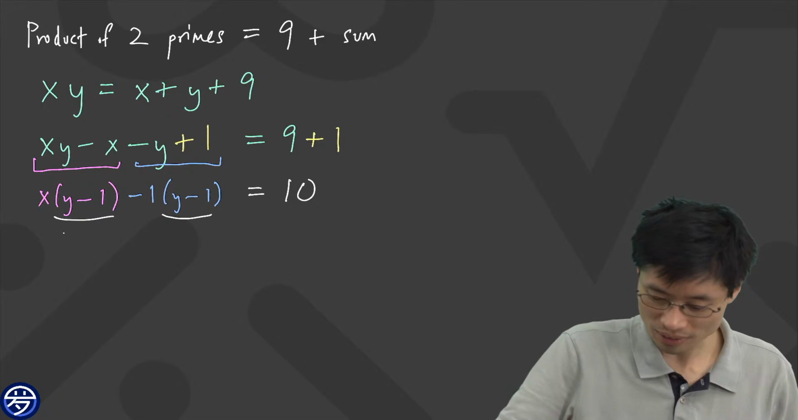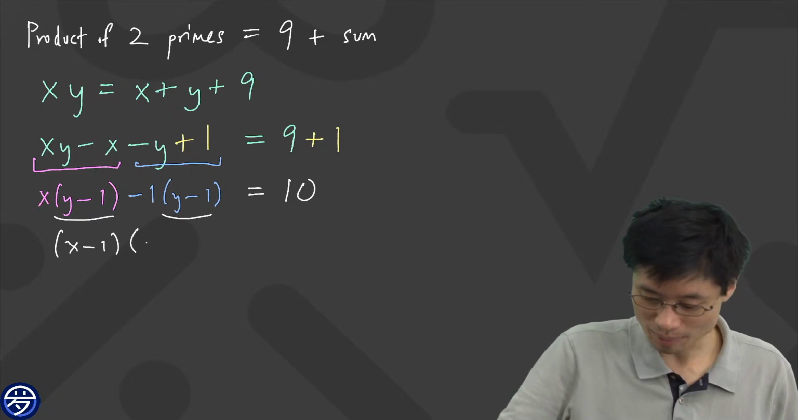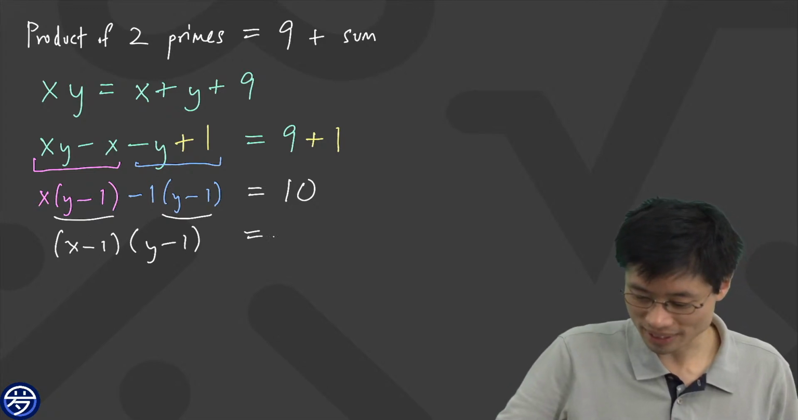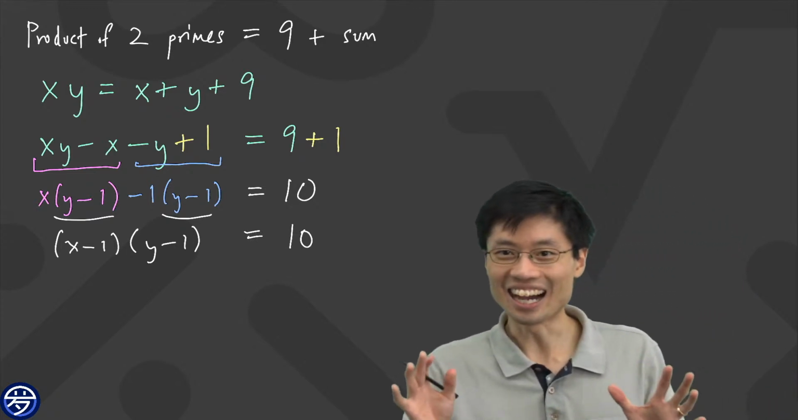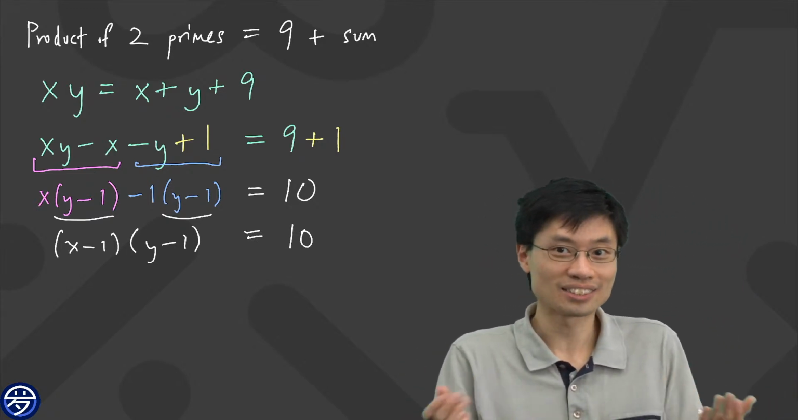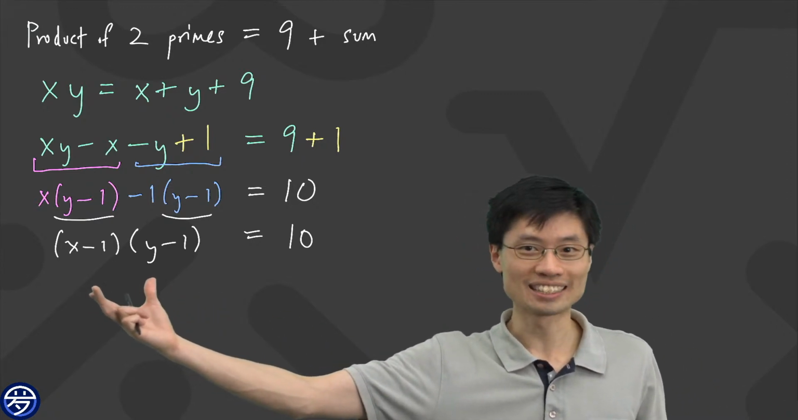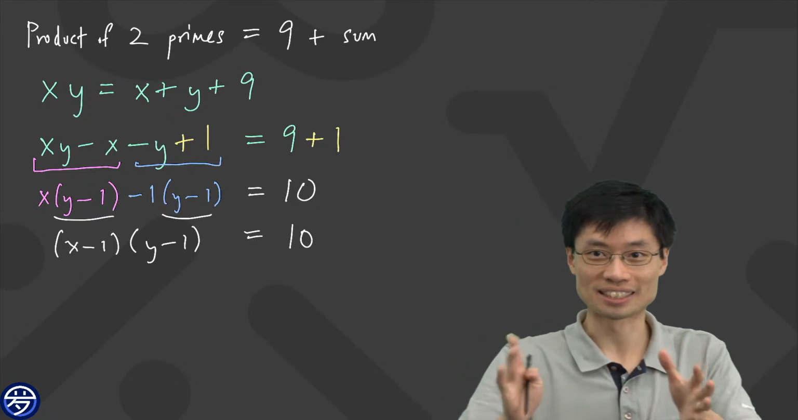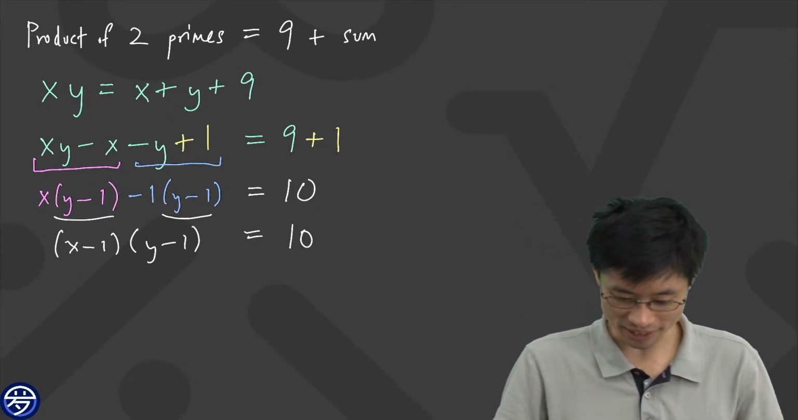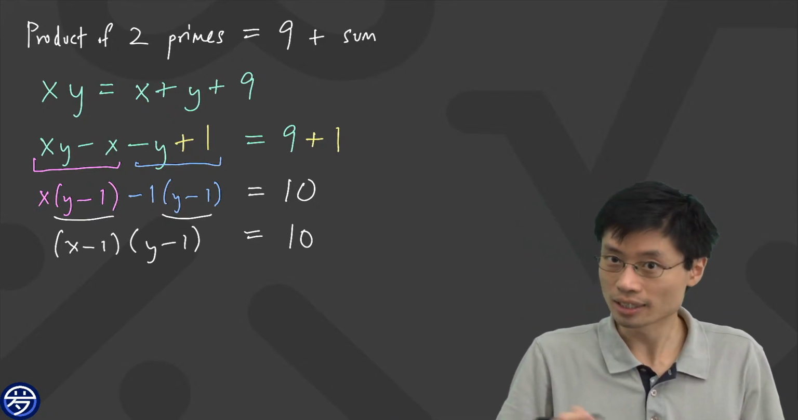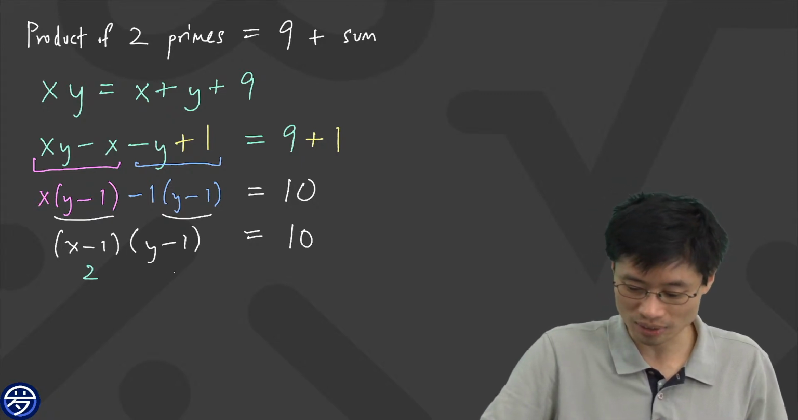If you pull those out, you get x minus 1 times y minus 1 equals 10. Now the game becomes, can we factorize 10? If we factorize 10, that would be something times something, right? And this makes life so much faster. How do you factorize 10? Well, obviously you say it's 2 times 5. Maybe this guy is 2 and this guy is 5.